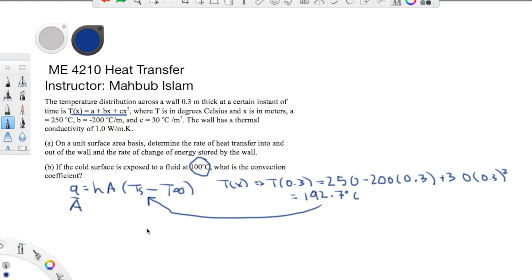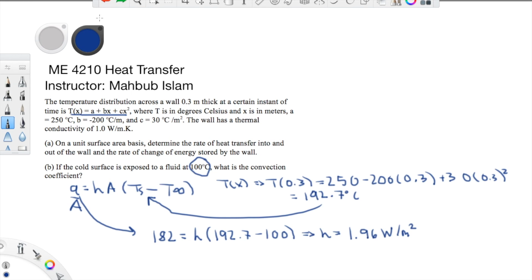And from part A, we know that the outflow of energy is 182 watts per meter squared. So we will be using that as our heat transfer rate. Solving this out, we get our convection coefficient to be 1.96 watts per meter squared. And that is the end of the problem.